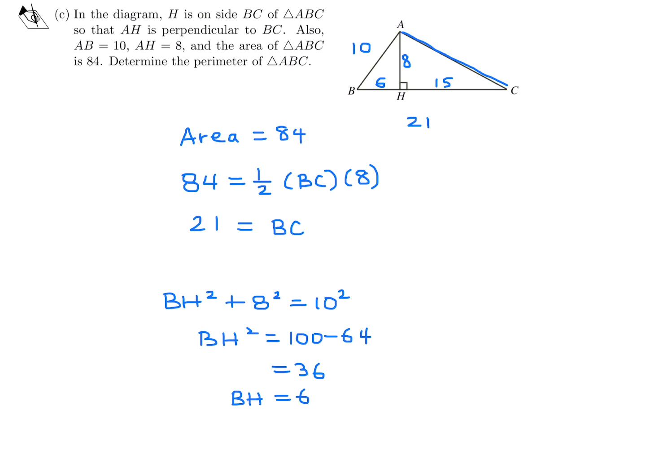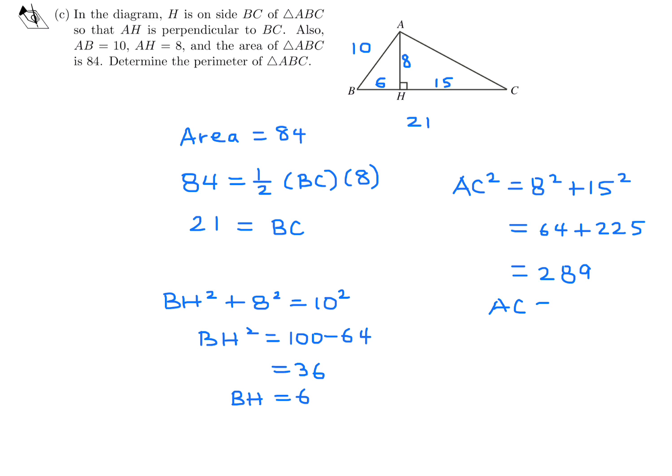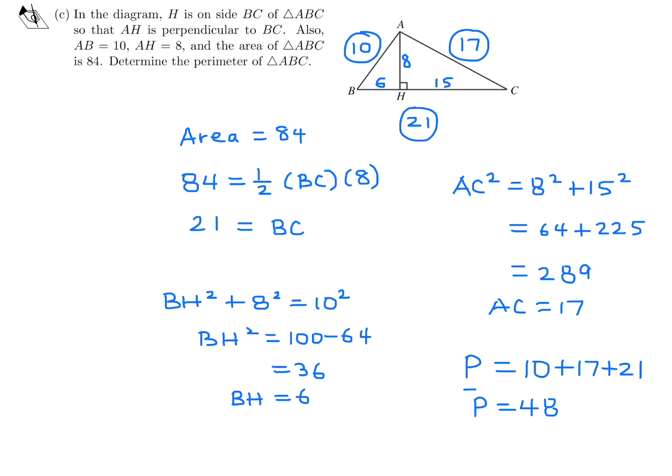And then now, again, using Pythagoras, we can figure out AC. So AC squared is equal to 8 squared plus 15 squared. So that's 64 plus 225, and that is 289. And therefore AC is equal to 17. And now finally we can figure out the perimeter. So the perimeter of that is 10 plus 17 plus 21. And 10 plus 17 plus 21 is equal to 48. The perimeter of that triangle, ABC.